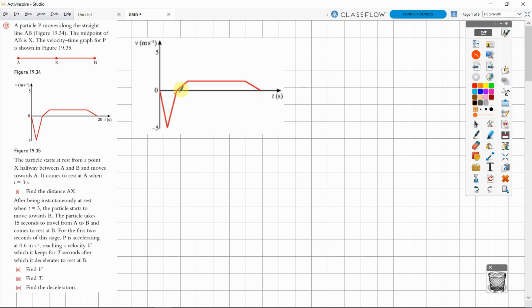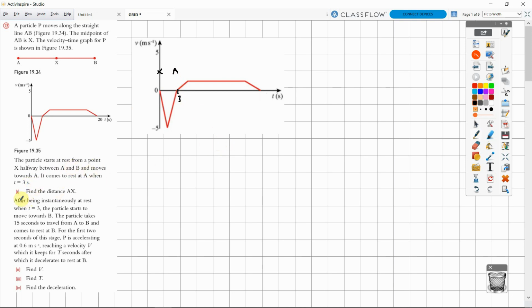I think it'd be helpful to label some of these parts of the graph. The particle starts at rest, 0 meters per second, from a point X, from this point X halfway between A and B. I think it'd be quite helpful just to label X there. It moves towards A, it comes to rest at A when t equals 3. I think it would be helpful to label the graph like that.